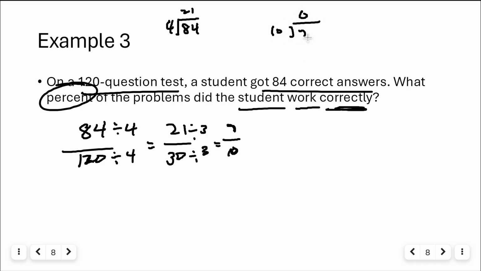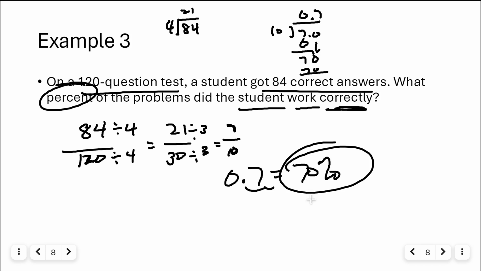Okay, so now we got 10 going into 7. 10 does not go into 7. Bring down the 7. Put a decimal. Bring down the 0. 10 goes into 70 7 times. That's going to be it. So that's 0.7. Move the decimal 2 places. That's 70%. There's my answer.